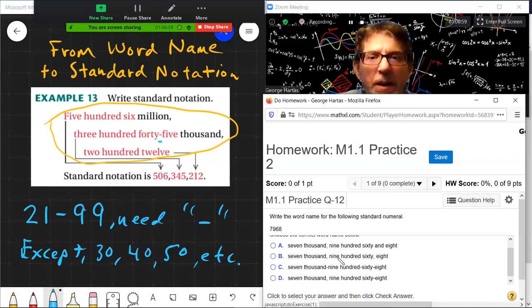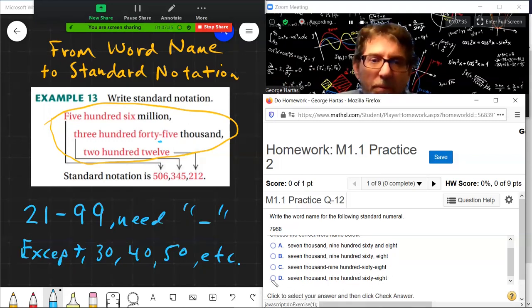Could it be B? 7,000, comma, 960, comma, 8. Nah. They broke up the ones period into 2. Here we have 3 periods for some reason, when there really only are 2 periods. And by the way, they could have put a comma there between the 7 and 9, but pretend it's there. Let's go to C. 7,000-900. Nah, a bunch of dashes makes no sense.